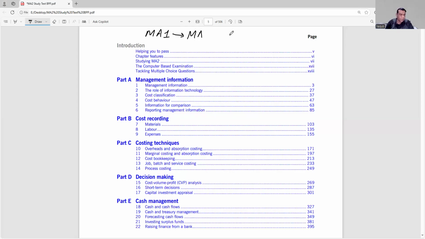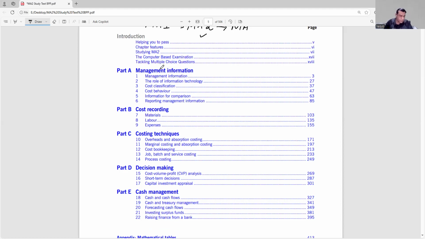And after that, the third management accounting paper is MA3, which is also called F2. So we are basically right now talking about MA2. All three of these papers focus on management accounting. We are following the BPP study text. The BPP study text says that the whole syllabus is divided into 22 chapters, and we will discuss which of the chapters have some information or knowledge brought forward from MA1 and which ones are the new chapters.